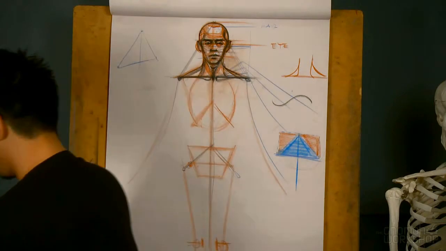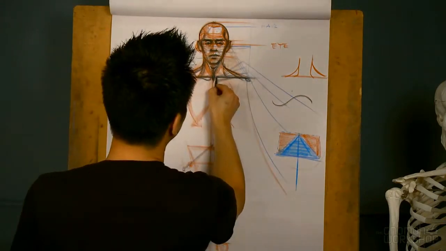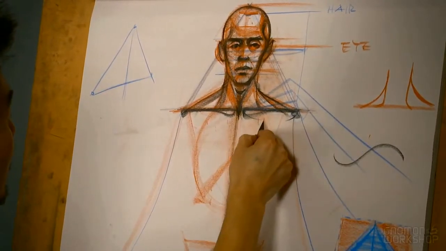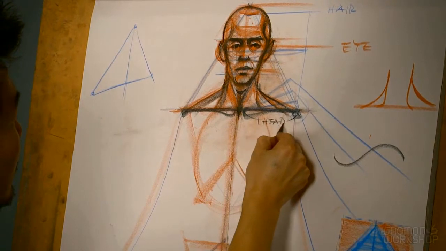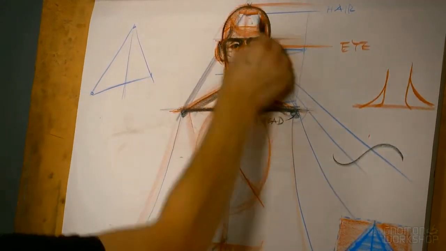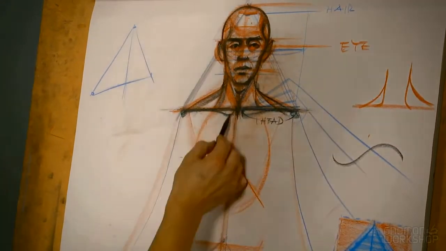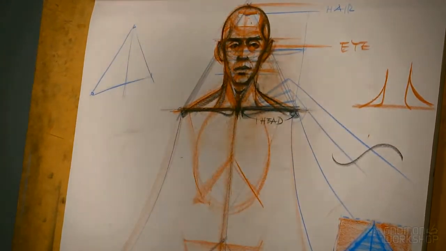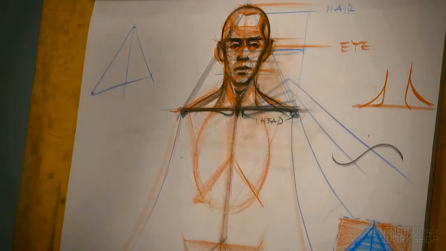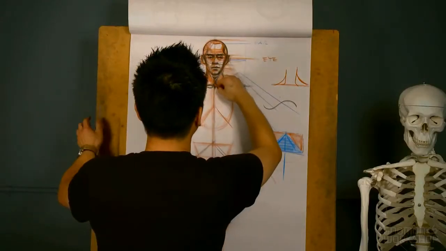I'll just write one head. Okay, you can use the one head. You can use the triangle, use the negative space, or use all three. Okay, or look for the collarbone. So let's kind of work it down.